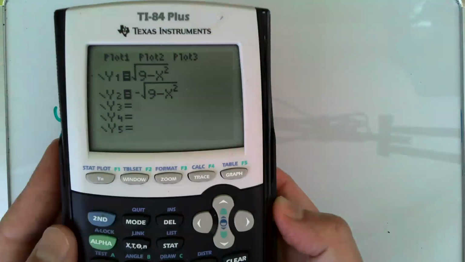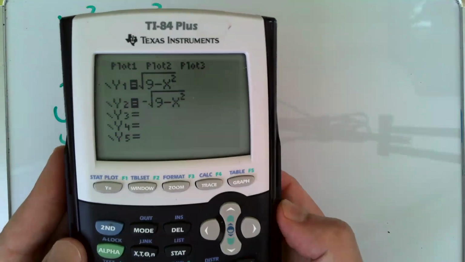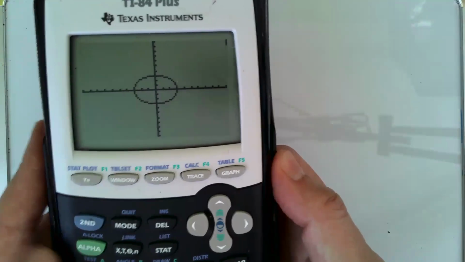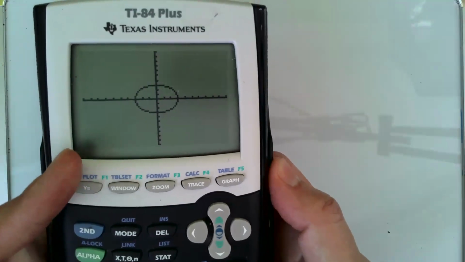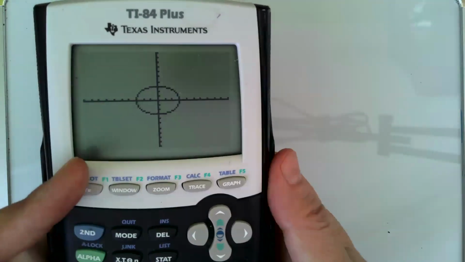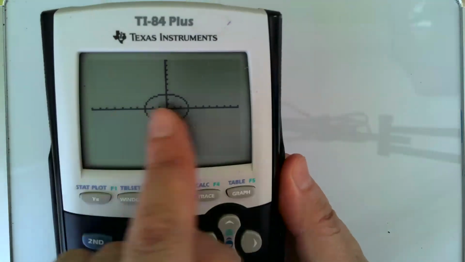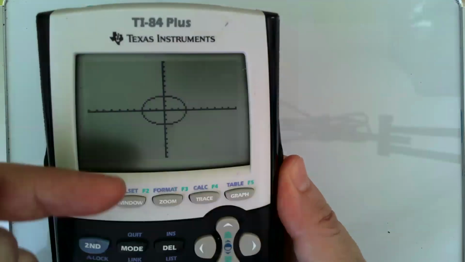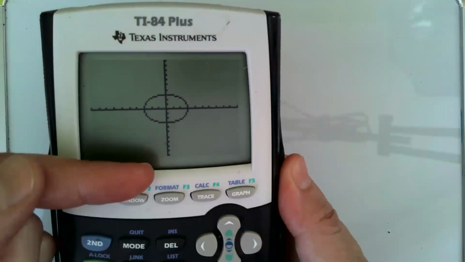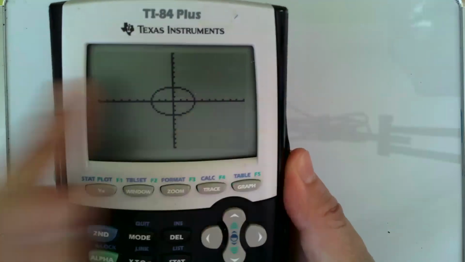Okay, so now here's the funny thing. You go ahead and graph this, and it looks like that. That doesn't look like a circle. Okay, that's because the standard window has a wider scale to its x-axis than it does to its y-axis. And so therefore, it's going to look funky.